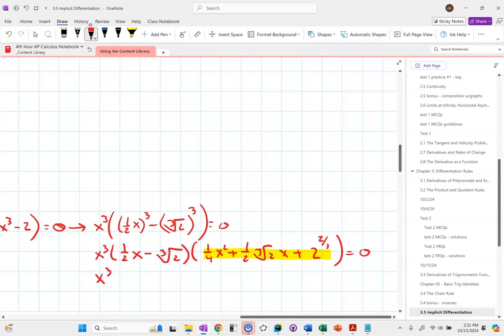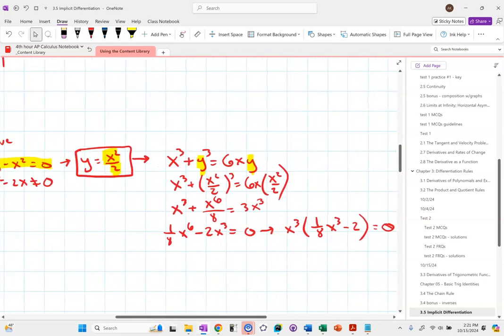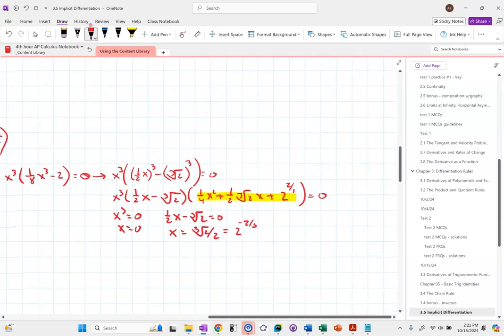So applying the zero product property, I just have x equals 0, and then x equals cube root of 2 over 2, right? Or I might be able to think about that as 2 to the negative 2/3 if you want. Doesn't really matter. So far, so good. I now just need to go back and check. Oh, maybe not yet. Okay. So now I need to get my y's.